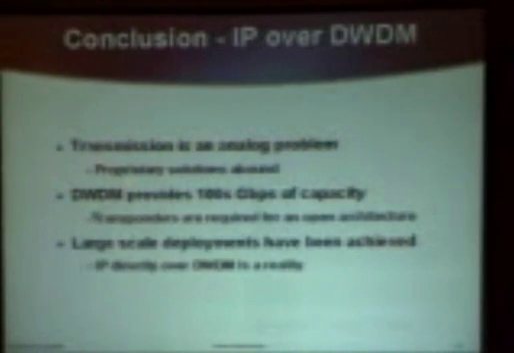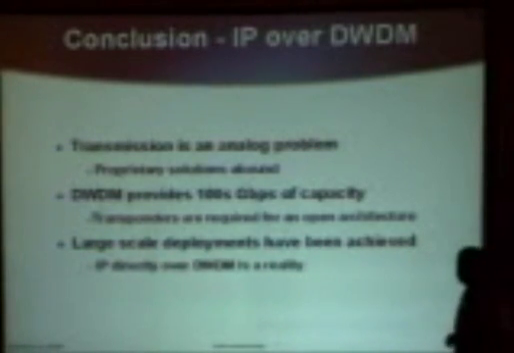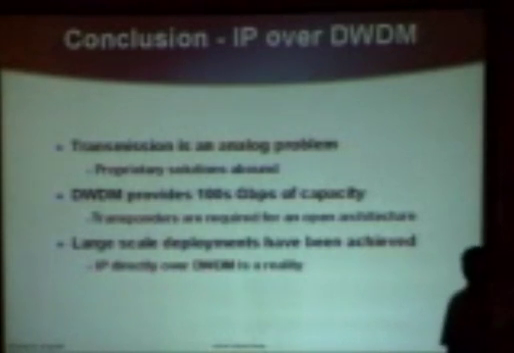Finally, what have we got? Well, I've argued a few times now that transmission's an analog problem and it's proprietary by nature. DWDM provides tremendous capacity, and if you use transponders, it really is an open architecture that's very flexible. We have done a large number of large deployments around the world at this point over most everybody's WDM equipment, and it generally works pretty well. So this is not a future. IP over DWDM is quite doable and a reality today. Thank you.